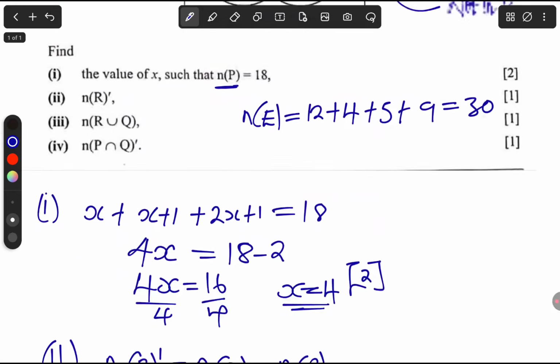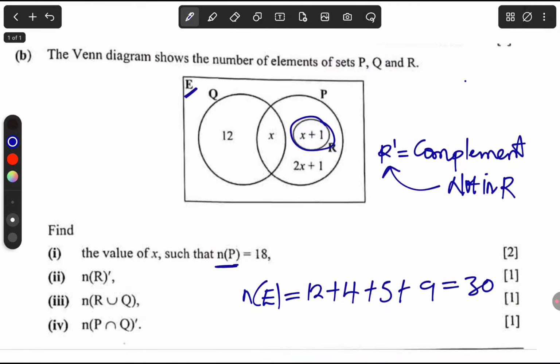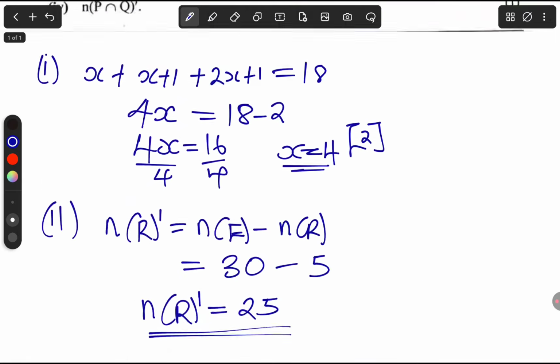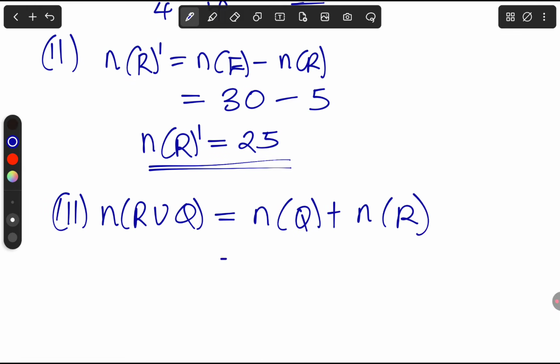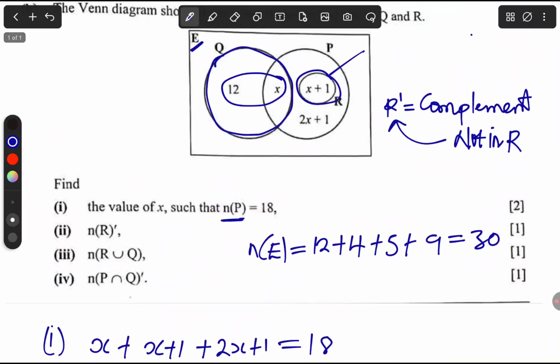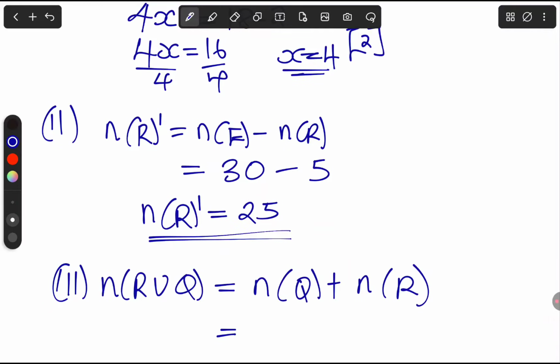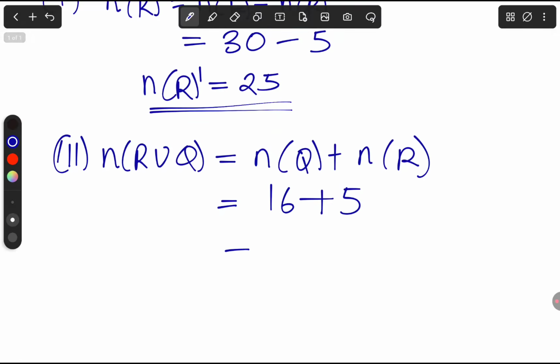It's wonderful. Next, the number of elements in R union Q. R is here and Q is this part here. As you can see, Q is covering the whole circle. Now the whole circle for Q has 12 and x. By saying number of elements in R union Q, what this means is we are combining elements in Q plus elements in R. So the elements in Q are 12 plus x. Now 12 plus x is just 12 plus 4, which will give us 16. And the number of elements in R is 5. So here we end up getting 21 as the number of elements in R union Q.